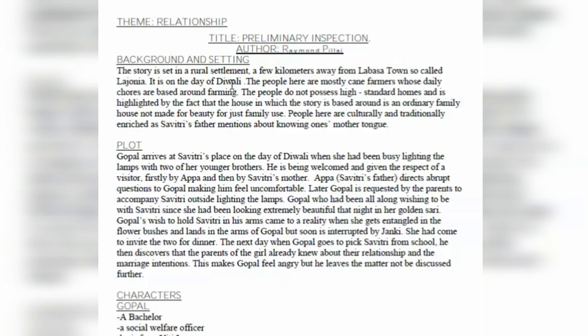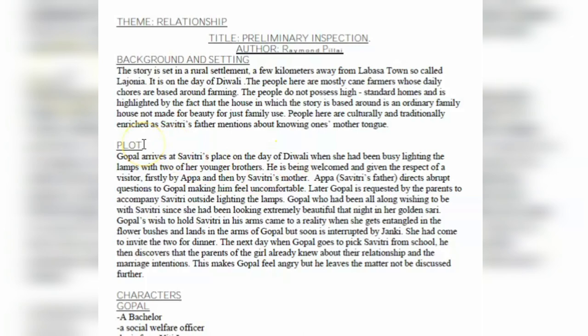Now the people here are mostly cane farmers whose daily chores are based around farming. The people do not possess high standard homes, which is highlighted by the fact that the house in which the story is based is an ordinary family home, not made for beauty, just for family use. People here are culturally and traditionally enriched, as Savitri's father mentions about knowing one's mother tongue. So that is the background and the setting of our story.